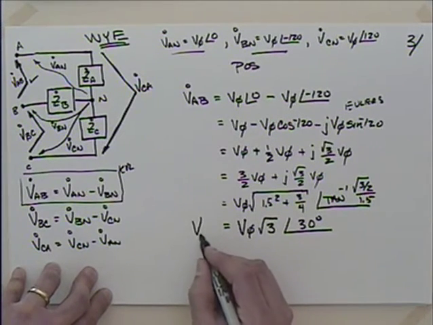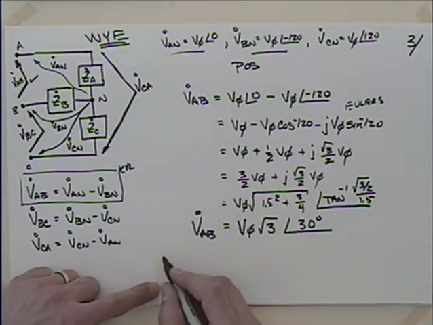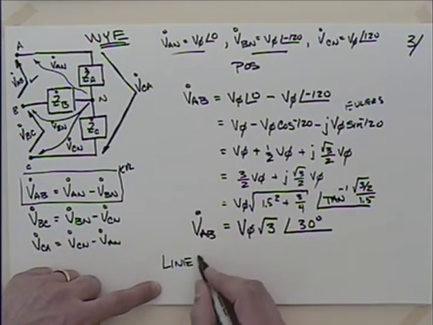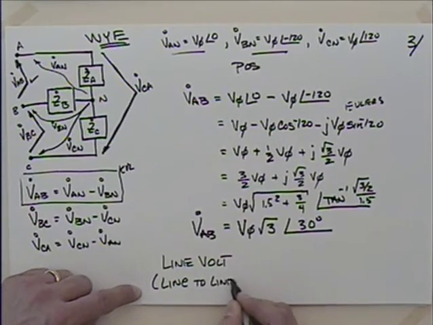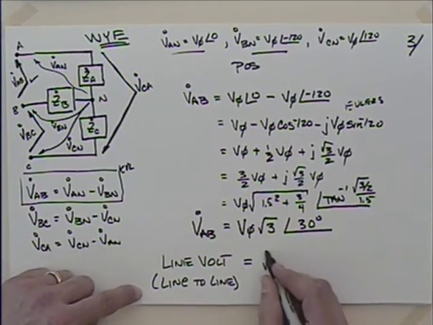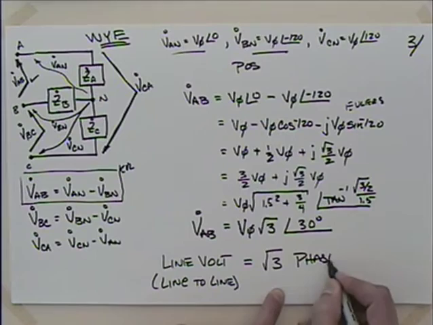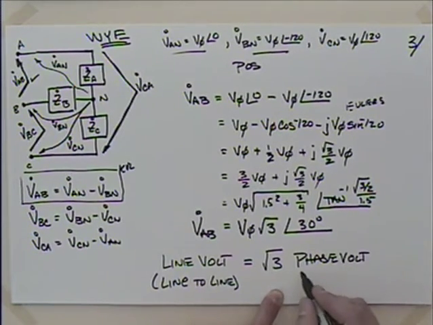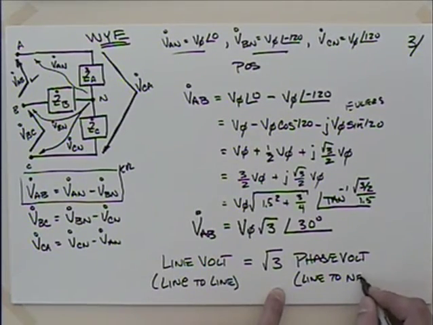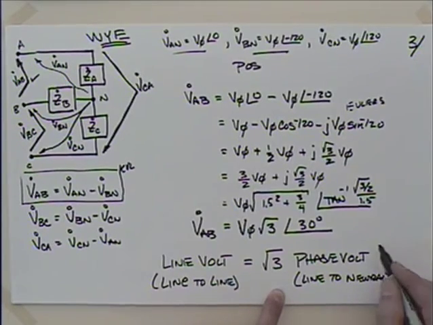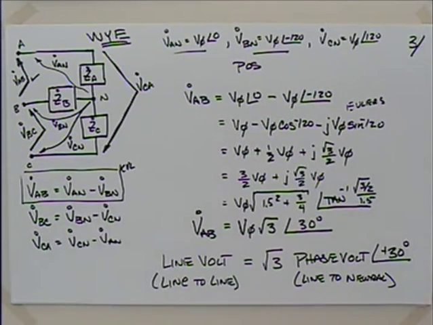Now remember what we were looking for. We were trying to talk about VAB. So this is to say that our line voltage, which is line to line, is equal to the square root of 3 times the phase voltage, which is our line to neutral, and then there's some phase shift in there. It's what, plus 30 degrees. Okay.